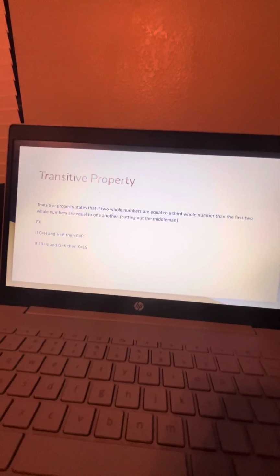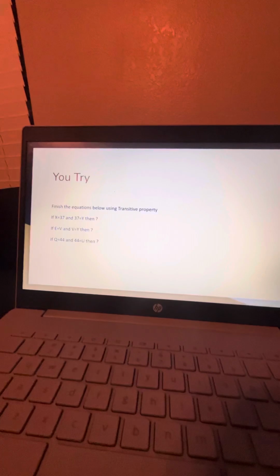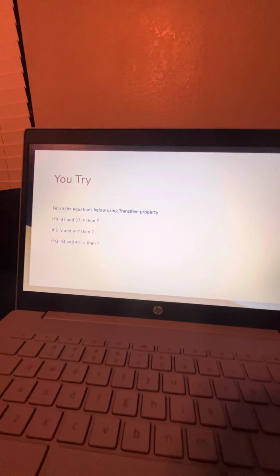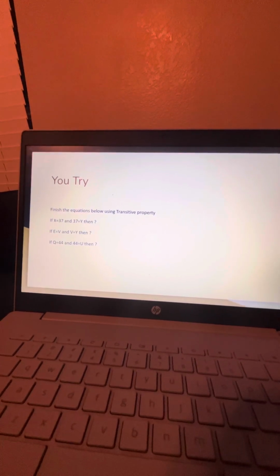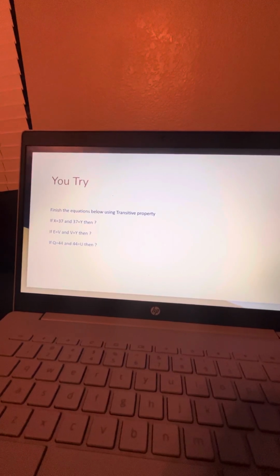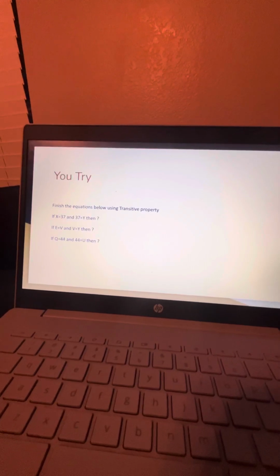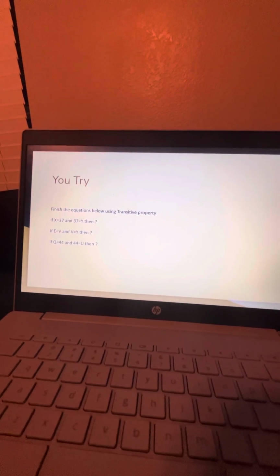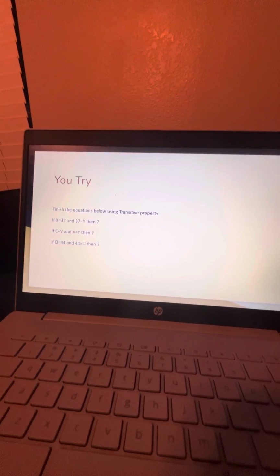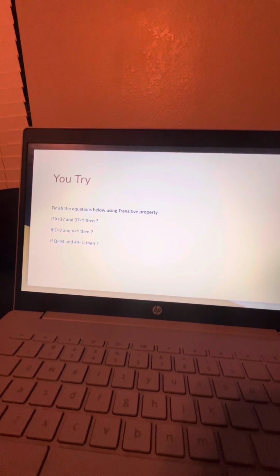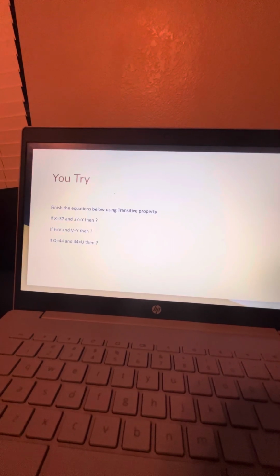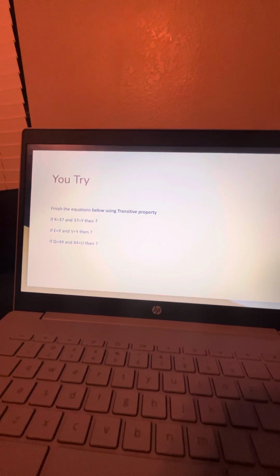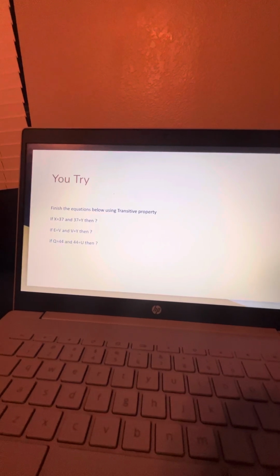All right, now y'all's turn. If X equals 37 and 37 equals Y, then what is next? Yep, X equals Y. Good job, Johnny. Number 2, if E equals V and V equals Y, then what? That's correct. Y equals E. And last one, if Q equals 44 and 44 equals U, that's right, U is going to equal Q.